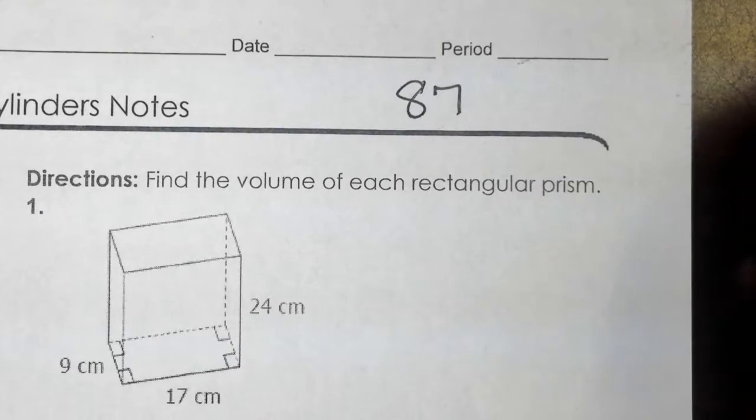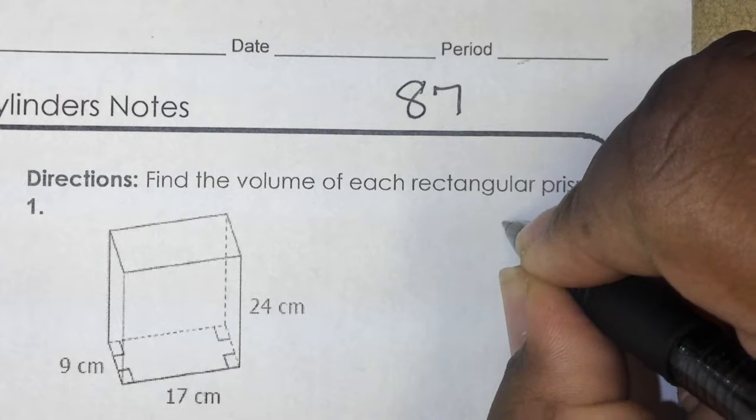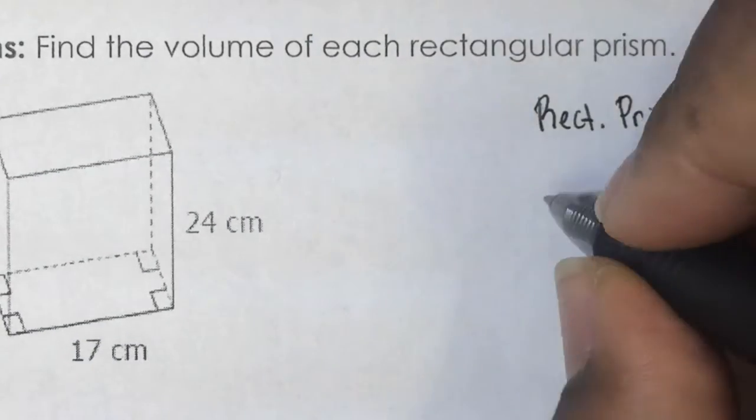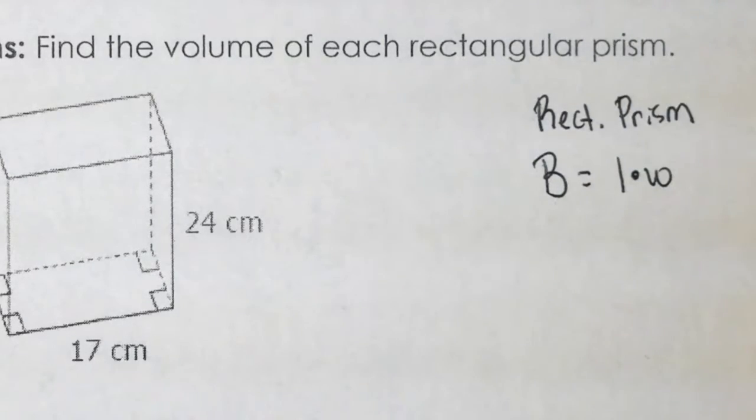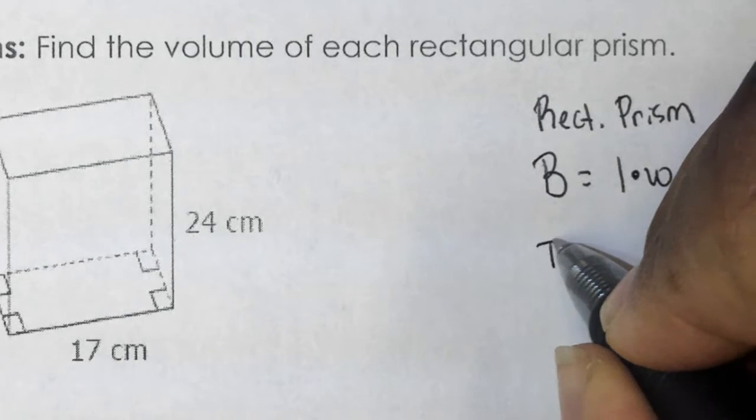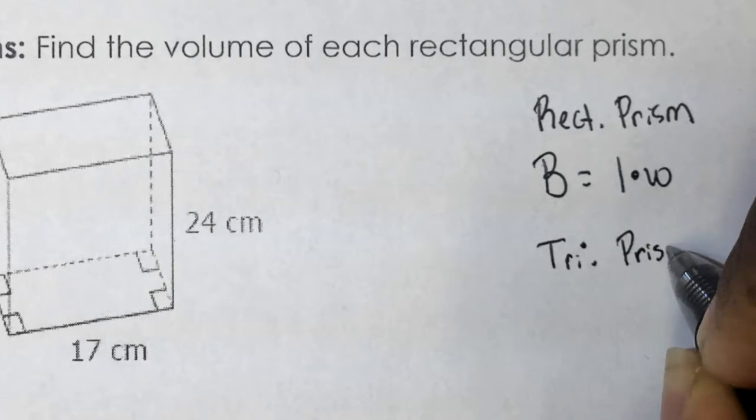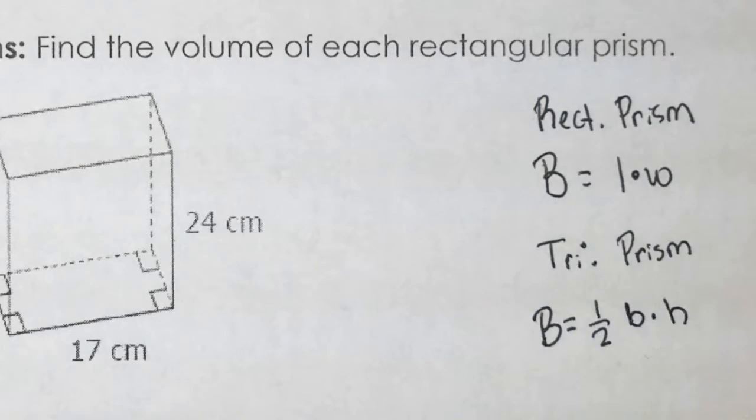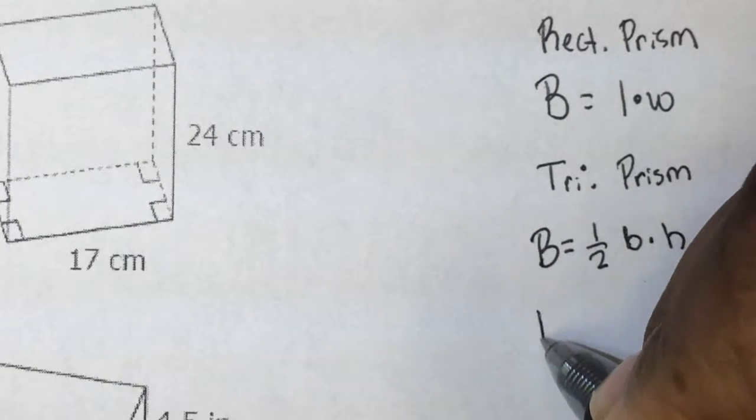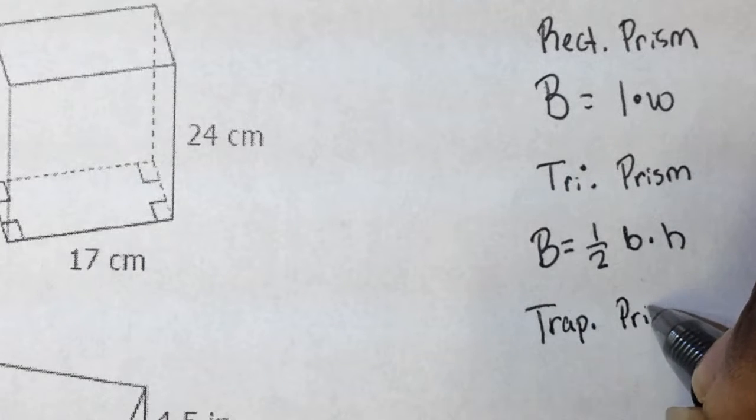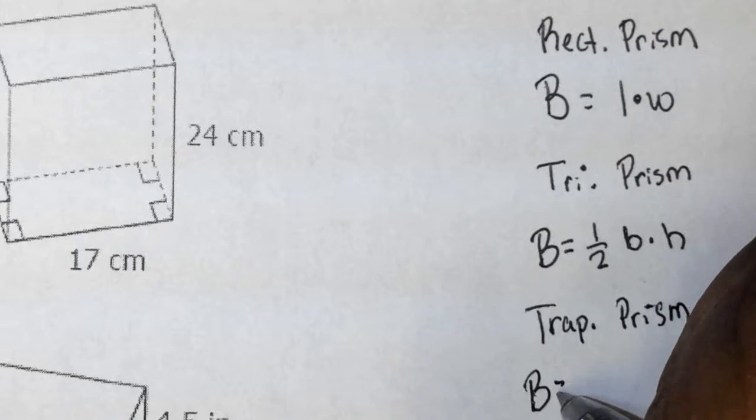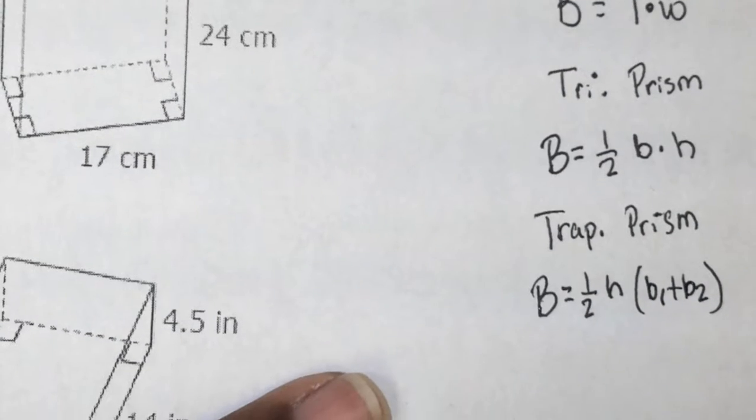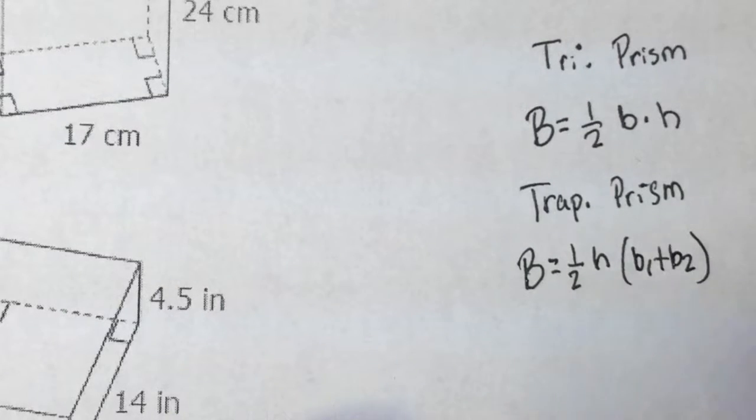Just to give you a little reference point, I'm going to write them all over here for you. The different Bs you'll see. So the first one, rectangular prism, I'm going to abbreviate. And let me zoom in. For a rectangular prism, capital B would be length times width. For a triangular prism, tri-prism, your capital B would be one half base times height. For a trapezoidal prism, capital B would be one half height, then base one plus base two. This is all stuff y'all already know. And then the last one that we need for today, cylinder.